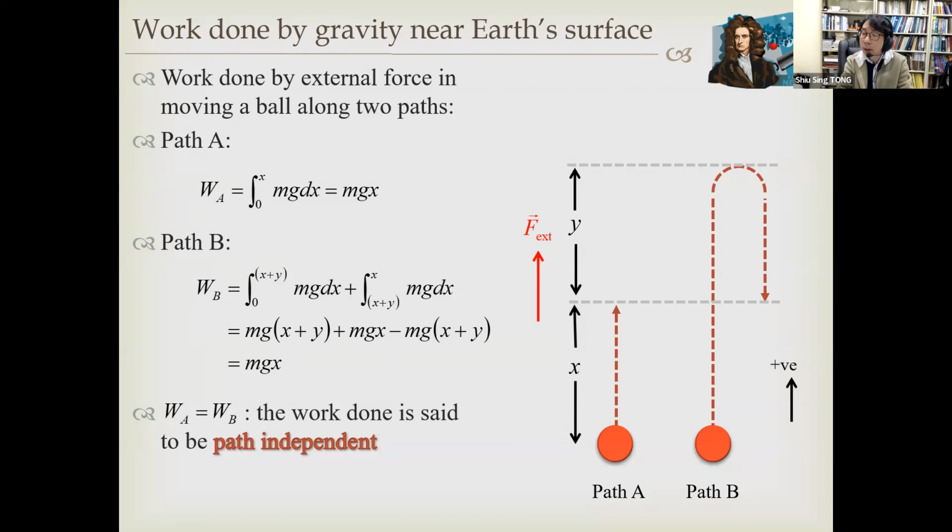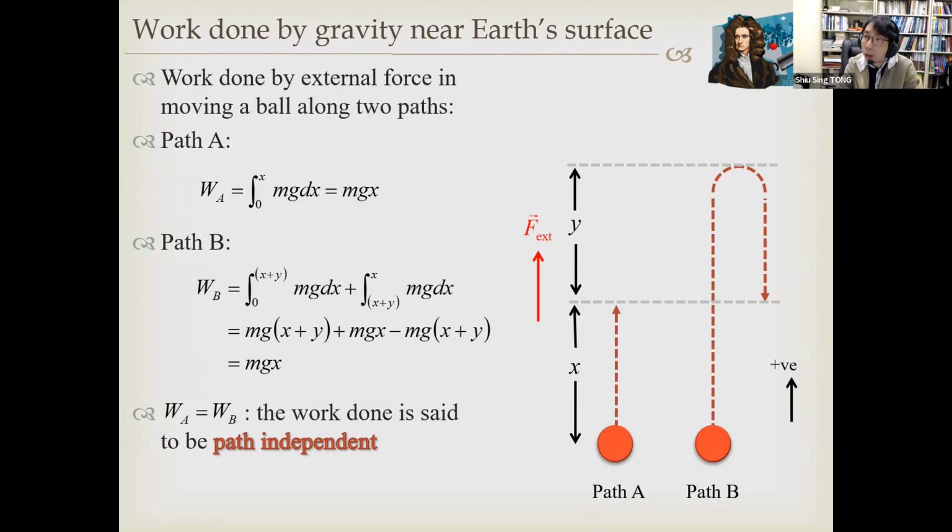Now you can extend the argument to any motion. I can raise it up and down many times, but for each of these motions, you will find that the positive work moving upward and the negative work moving downward cancel each other. So they do not contribute to the final work done. As long as your initial position is the same and the final position is the same, you always get the same work done. That means the work done is path independent. It does not depend on the intermediate process of moving the apple. It just depends on the initial position and the final position.